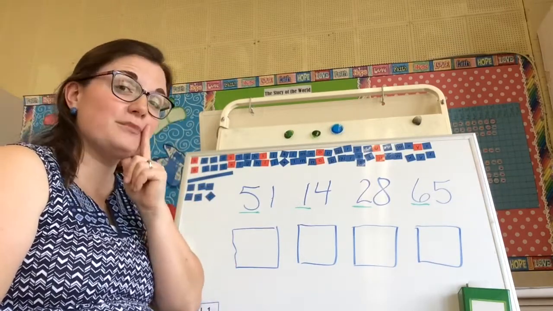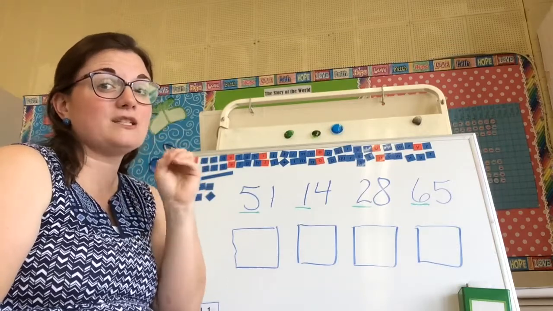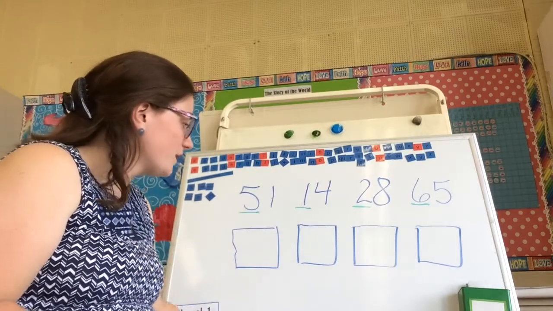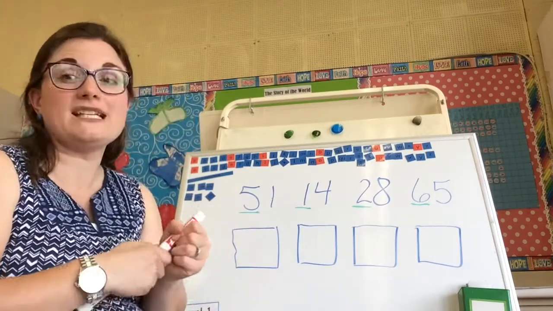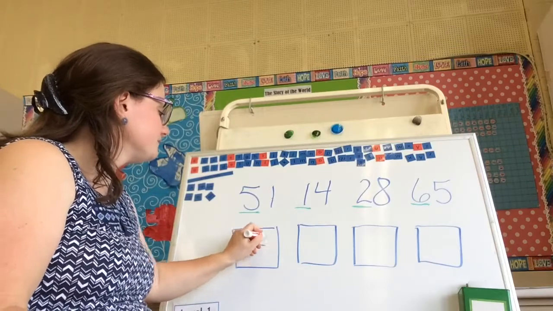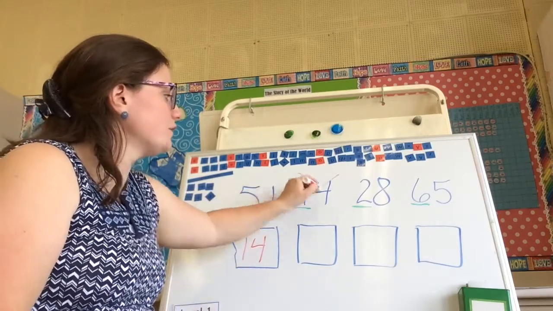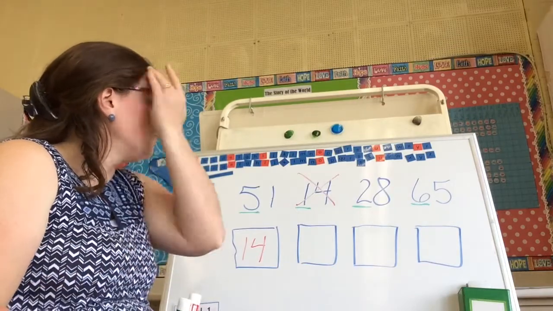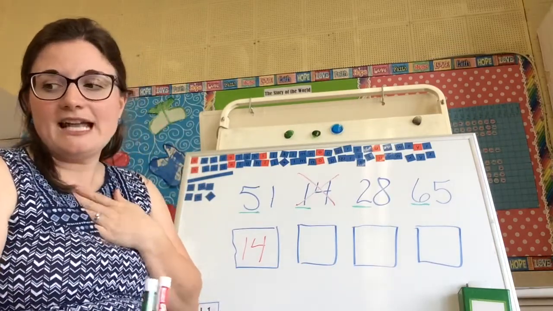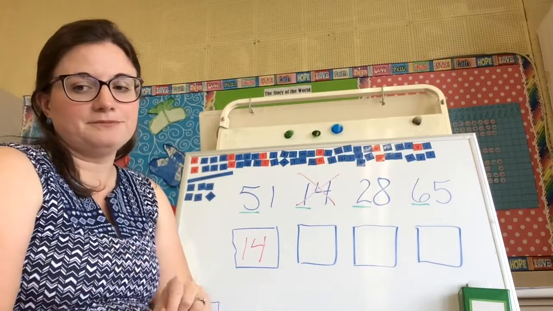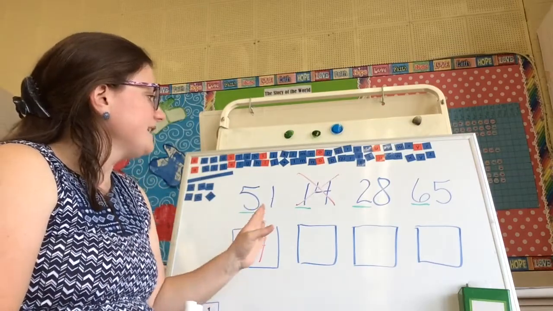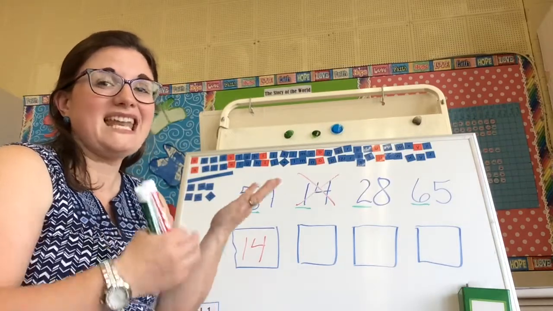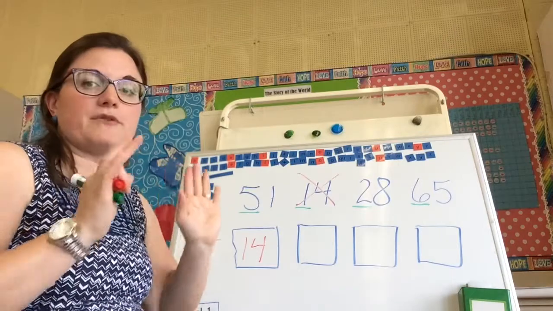The smallest number has the least amount of tens. Right, we have 14 is our smallest number because it only has 1 ten. Okay, I'm going to cross out 14 because we've now done 14. Okay, now we're going to go through with our next number. What is the next number? So what is the next smallest number? Because we're building them up from smallest to biggest.